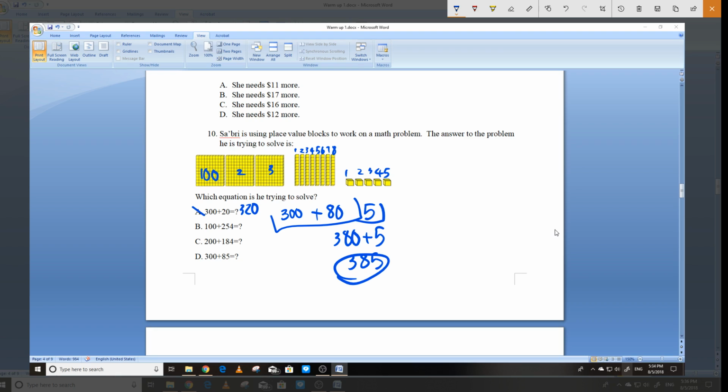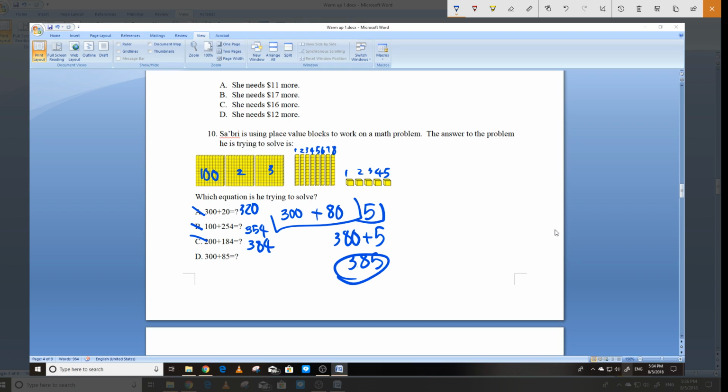Answer choice B. What's 100 plus 254? Now, you know the answer here is 354. Still not the same as 385. Incorrect. C, 200 plus 184. Oh, so close. 200 plus 184 would be 384, but that's still not 385. Therefore, C is also incorrect. By process of elimination, we have come to the correct answer, which is D.